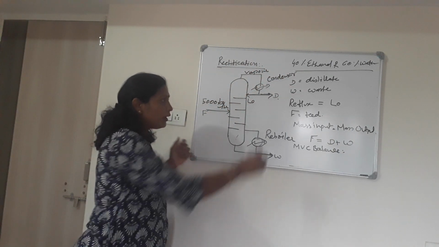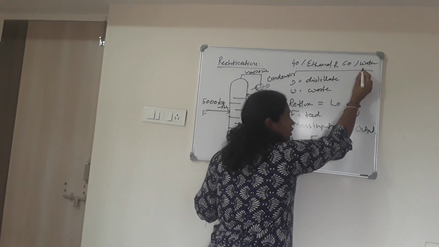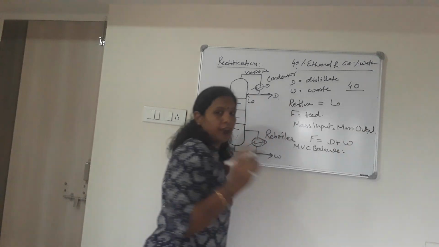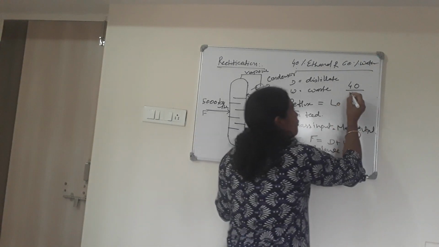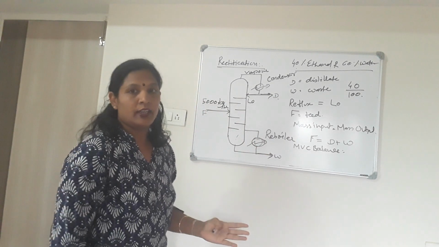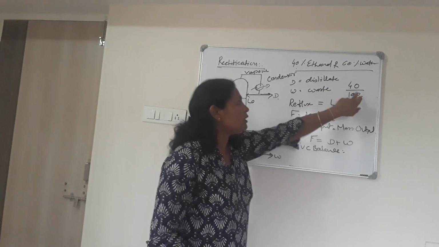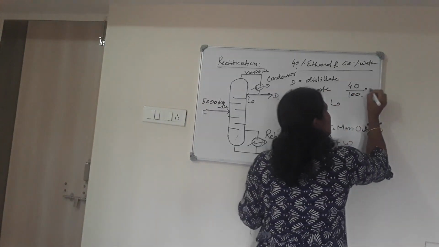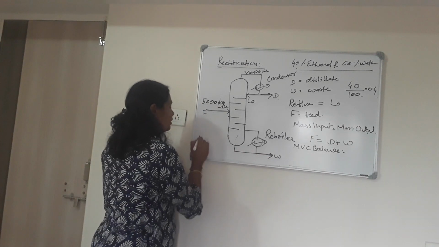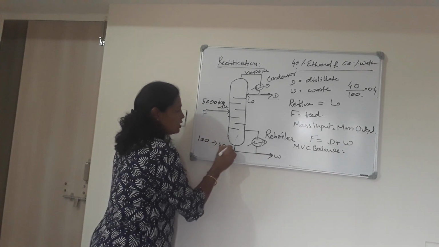See, in this system, we have 40% ethanol and 60% water. It means if we want to find its fraction, what do we have to do? 40 upon 100. When any percentage is divided by 100, we get the fraction. So here it will be 0.4. What it means is that in 100 moles of this mixture, 40% is ethanol.